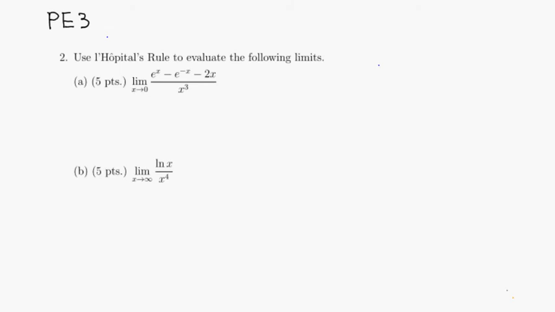Alright, so first thing we do is plug in x equals 0. So you can see that here the denominator goes to 0. And if you plug in 0, e to the 0 is 1, minus 1, minus 2 times 0. So the numerator also goes to 0, right? So it is okay to apply L'Hopital's rule.